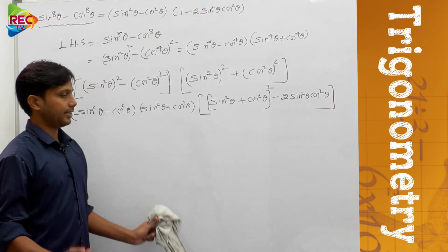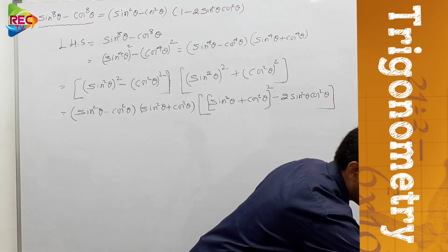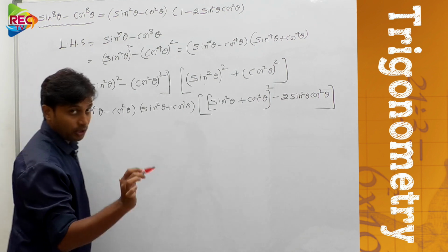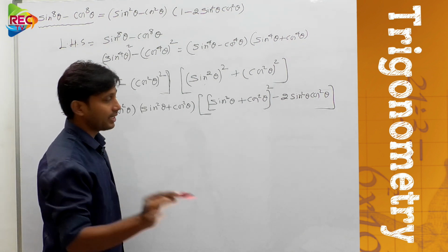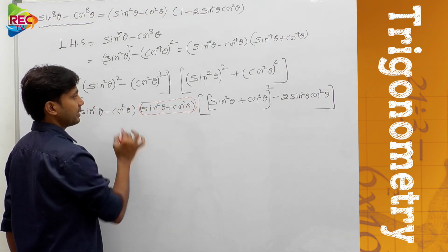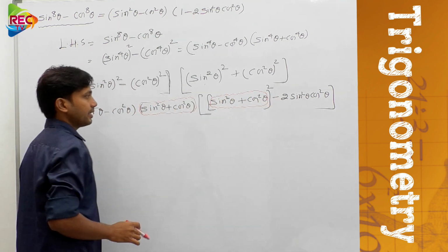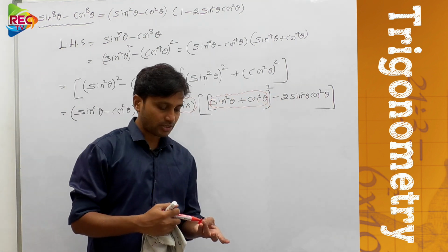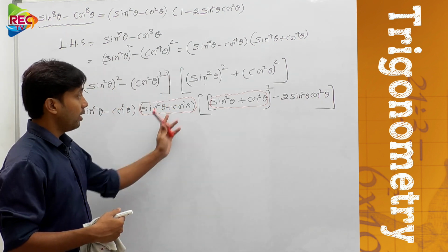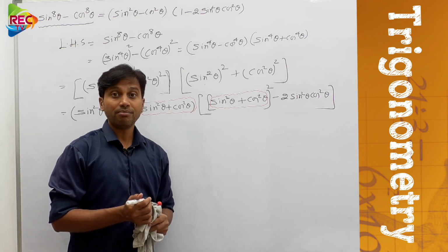Okay, right. Now let me identify some trigonometric identities here also in this expression. Where they are, let me look at the identities with red color. So see here, this is sin square theta plus cos square theta, and here also inside the bracket this is sin square theta plus cos square theta. Tell me what is the value of sin square theta plus cos square theta? Is it 1 or not? Yes.